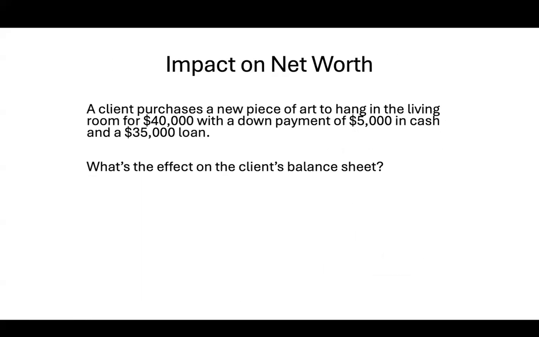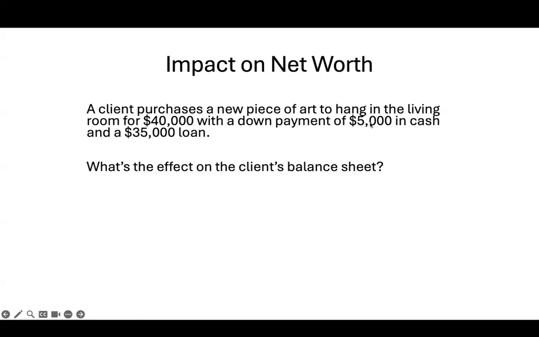All right, so let's just look at this and classify these things really quickly, and then we'll talk about the effect of the transaction. The piece of art that's going to be hung in the living room has a fair market value of $40,000. Art is a personal use asset, and $40,000 is its fair market value. So we would add an asset under personal use assets of $40,000 to the balance sheet. Okay, and it says that they use $5,000 in cash and a $35,000 loan to purchase this piece of art.